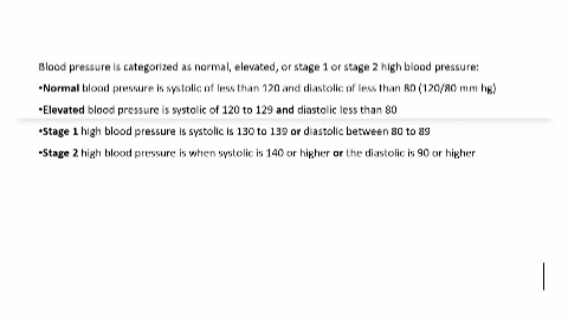Then blood pressure is categorized as normal, elevated, or stage 1 or stage 2 high blood pressure. Normal blood pressure is a systolic of less than 120 and a diastolic of less than 80, so 120 by 80 mmHg. Elevated blood pressure is a systolic of 120 to 129 and a diastolic of less than 80.